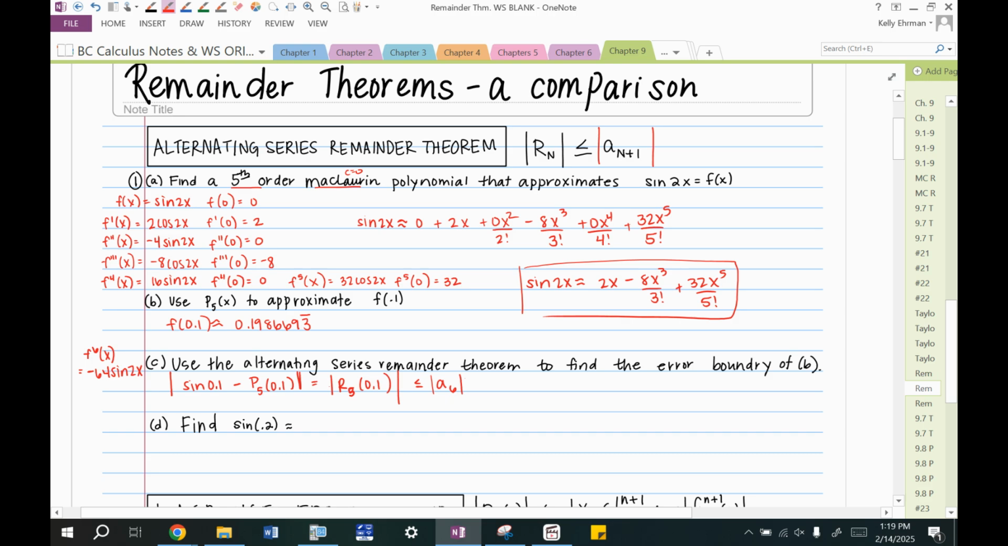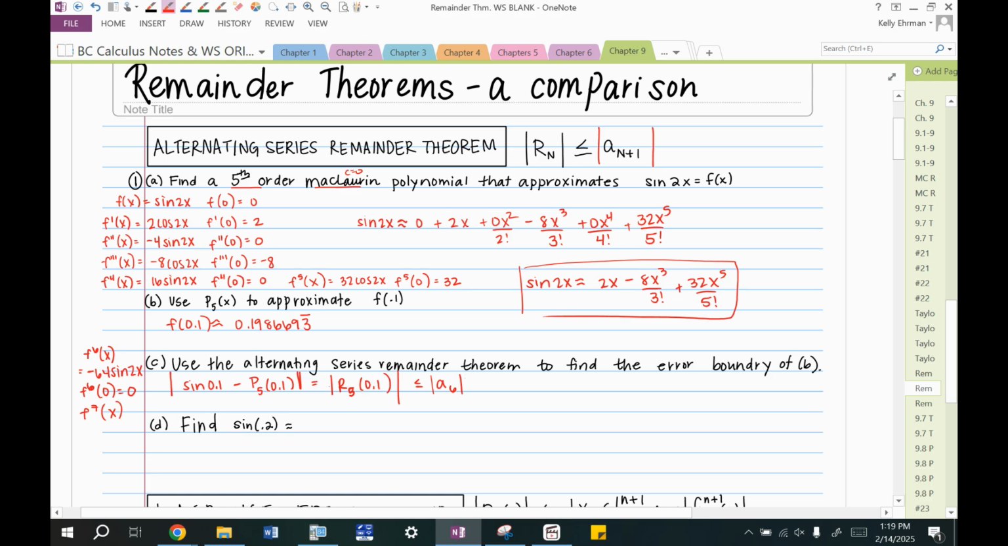Okay, and then evaluated at 0. Now the sixth one would have been 0. Well, I can't say 0. The error is less than 0. That doesn't work. So what's the first neglected non-zero term? So actually I have to push it out to 7.